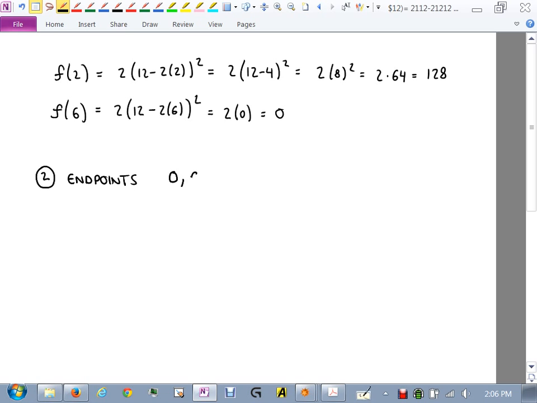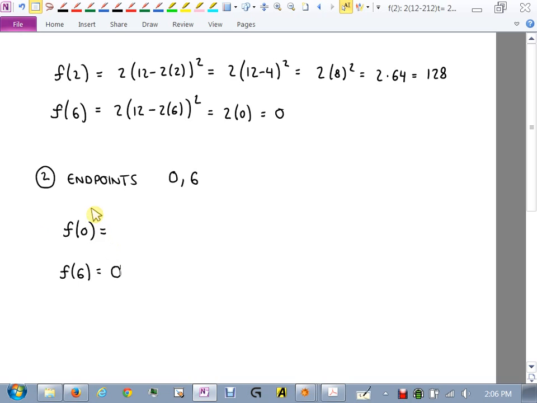0 and 6. So I need f of 0 and I need f of 6. Now we just happen to have already found f of 6, didn't we? It turned out that one of our critical numbers was the endpoint. It just happened to work out that way. Coincidentally, it doesn't always happen. So what happens when we do this? We already know we get 0 here, don't we?